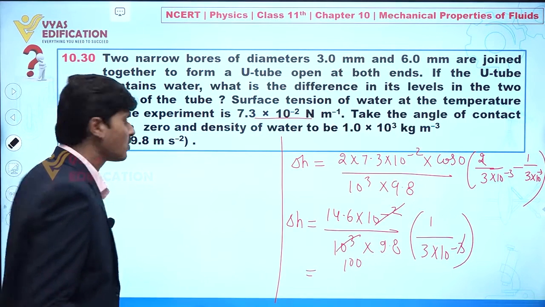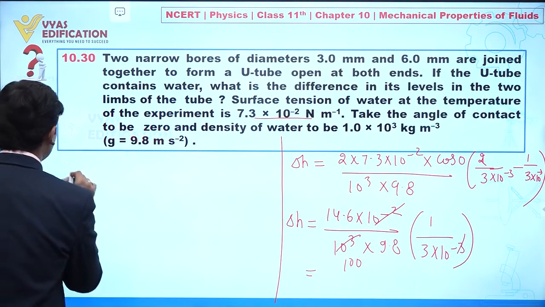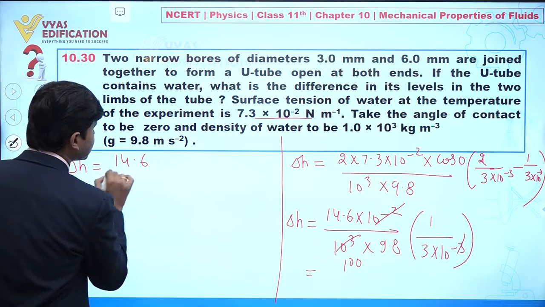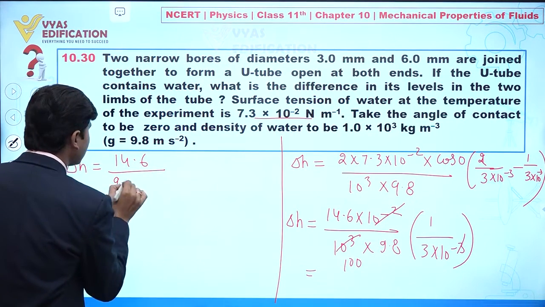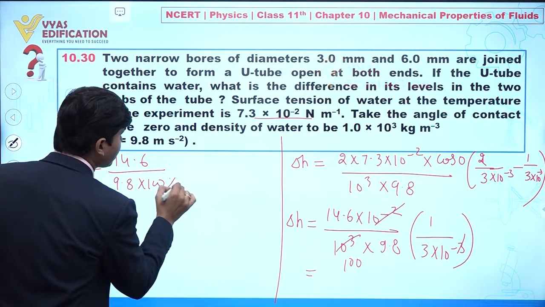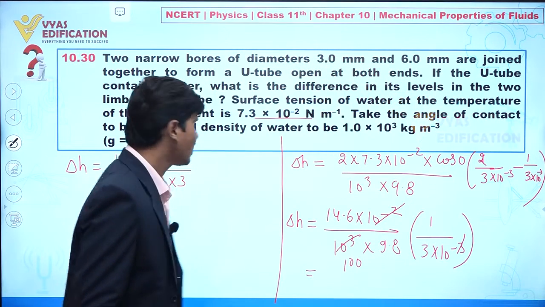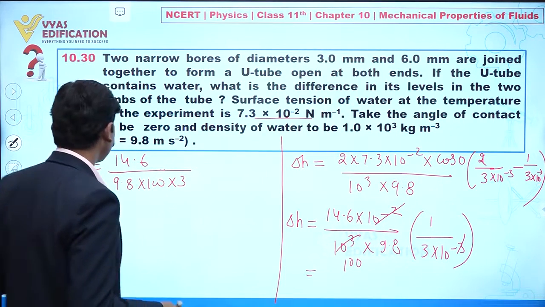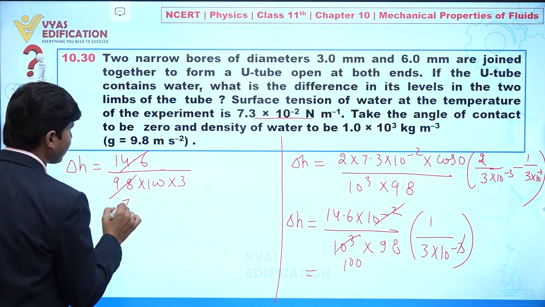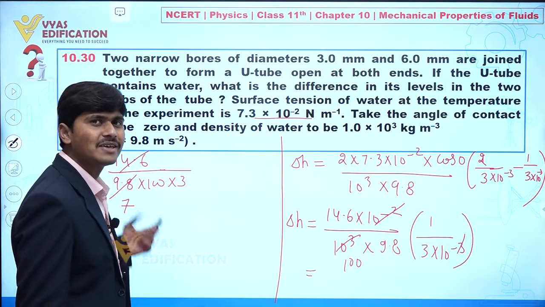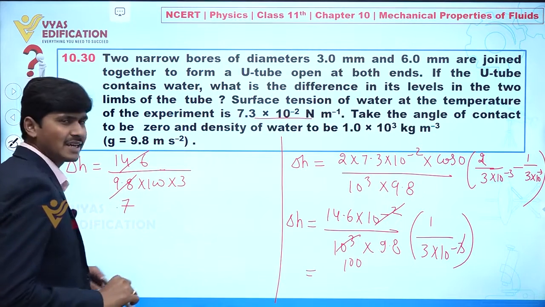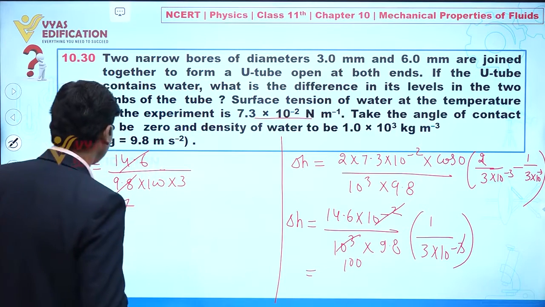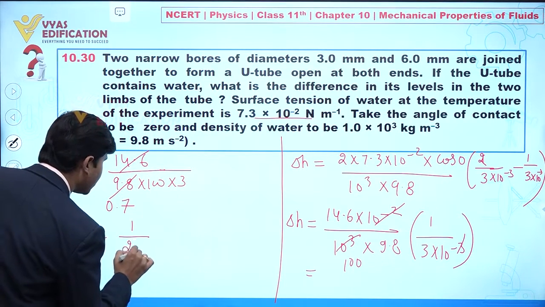Now if I calculate it, I can see the value of delta h is given by 14.6 divided by 9.8 into 100 multiplied by 3. If I solve it, approximately 14 divided by 9.8, we can say this is 0.7. Important part, this is 0.7, and it is multiplied with 100, this is 70, and multiplied with 3. So I can say this is 210.